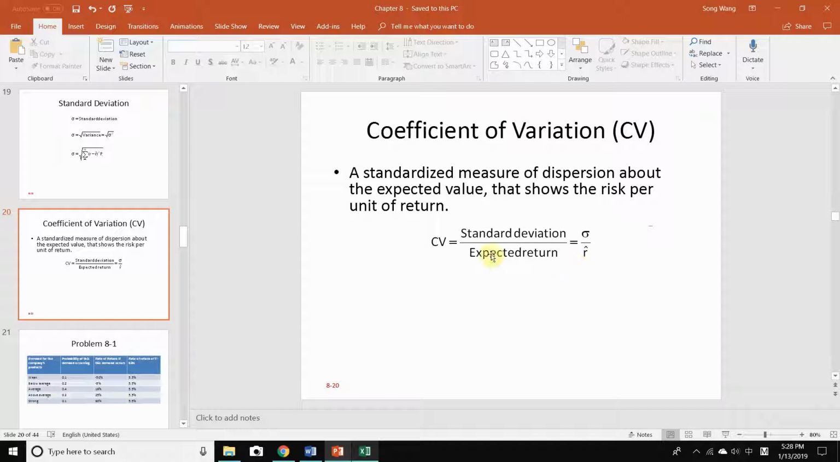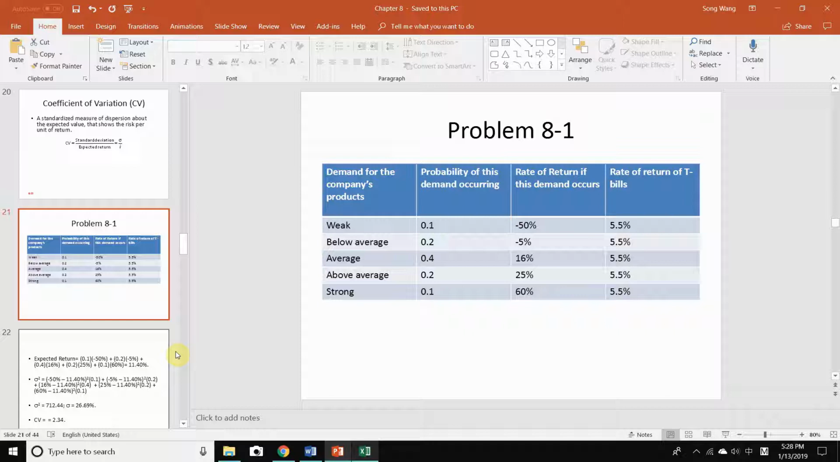On the other hand, you want to increase your expected return. You want to maximize your return on the bottom. Okay, so you want a low numerator and a high denominator. So that's a small coefficient of variation. That's a desirable one.